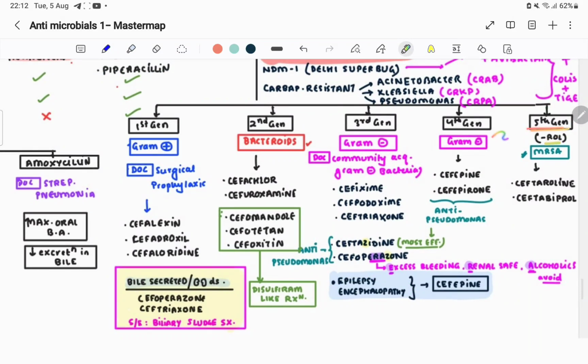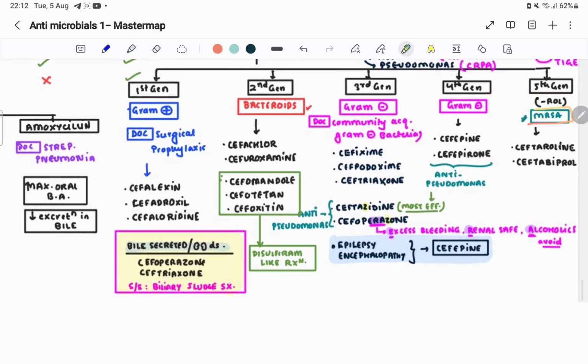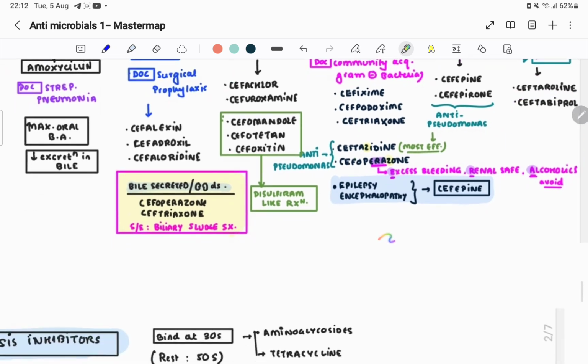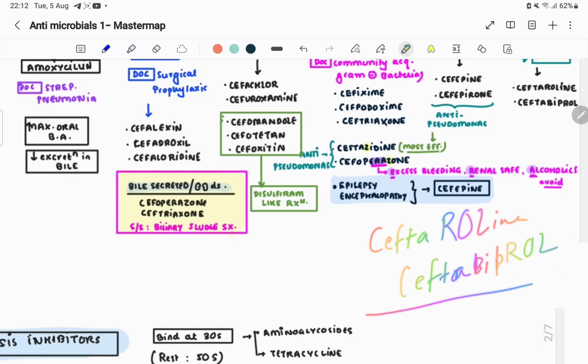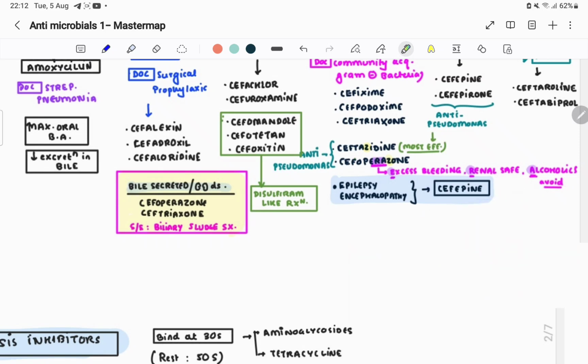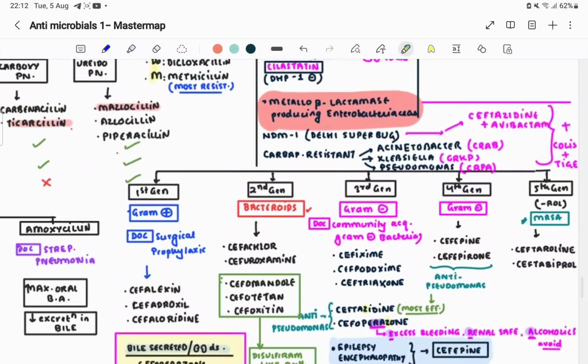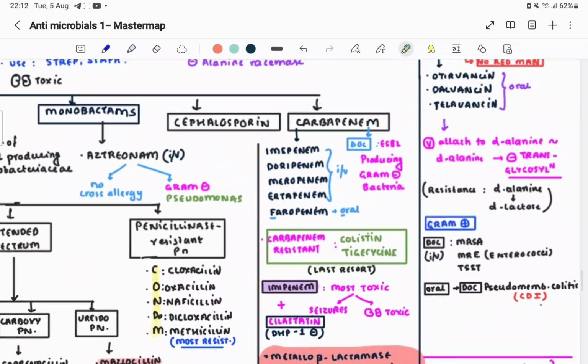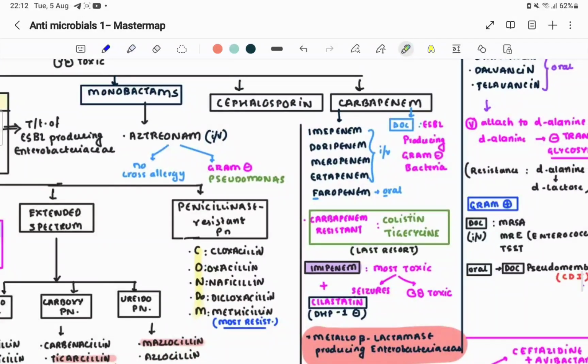Fifth generation, you can remember ROL. ROL is always in their name. Effective against MRSA. So ceftaroline and ceftobiprole. ROL is always ceftaroline and ceftobiprole. So with that we come to the end of cephalosporins.